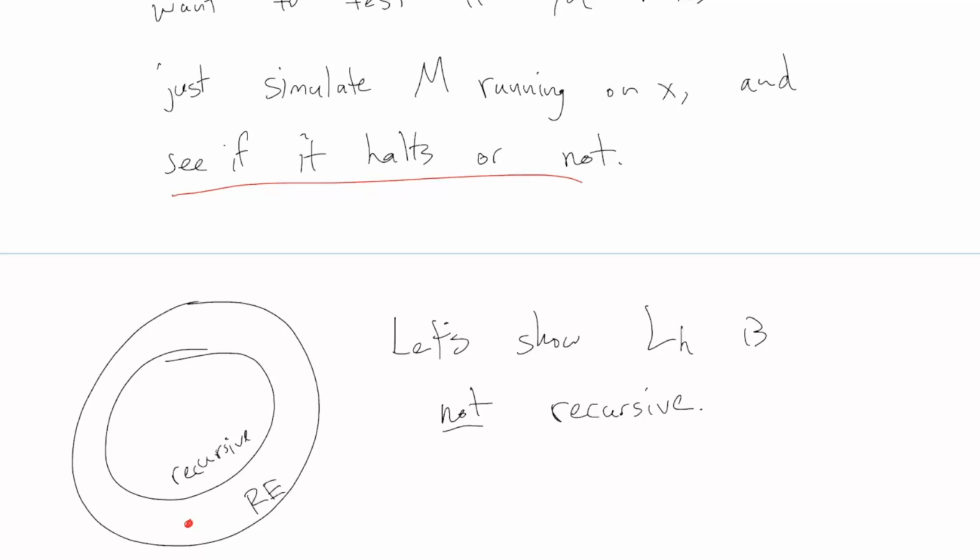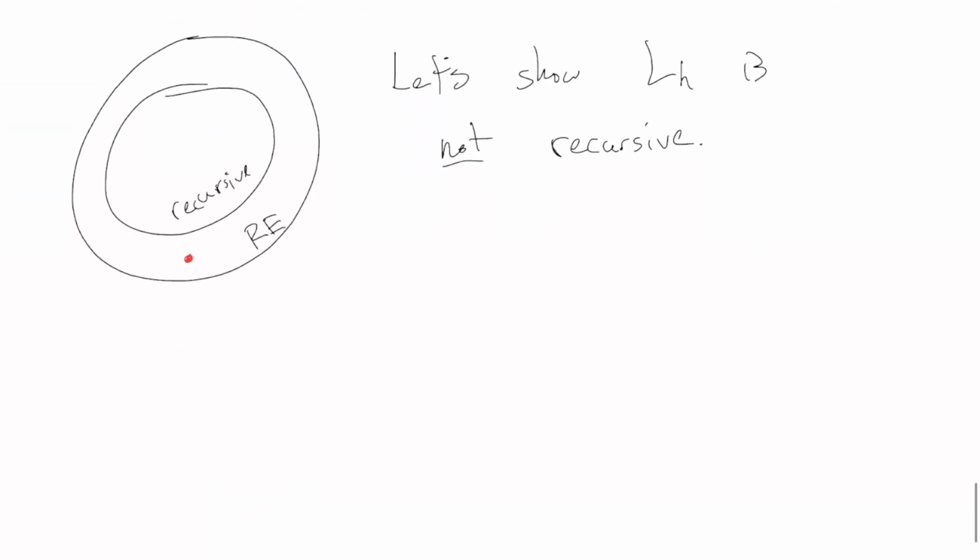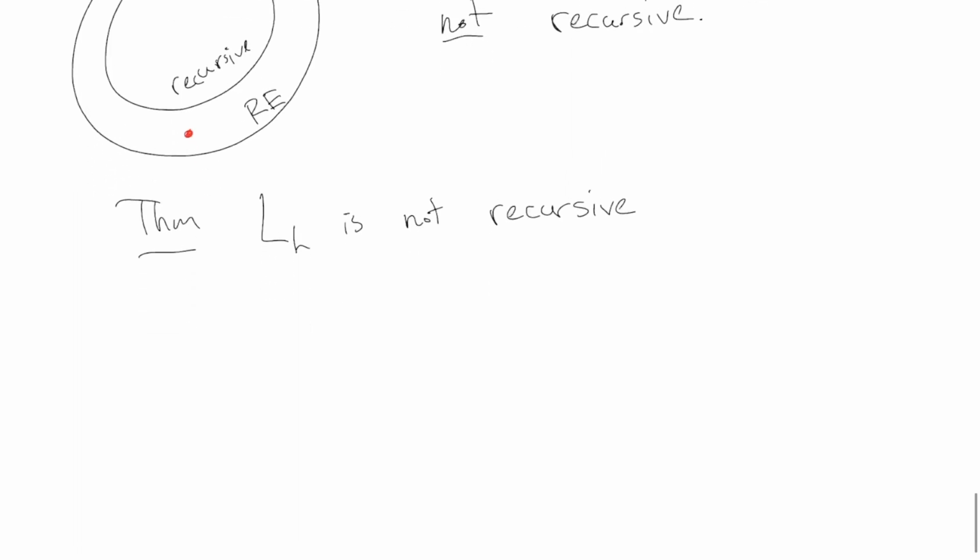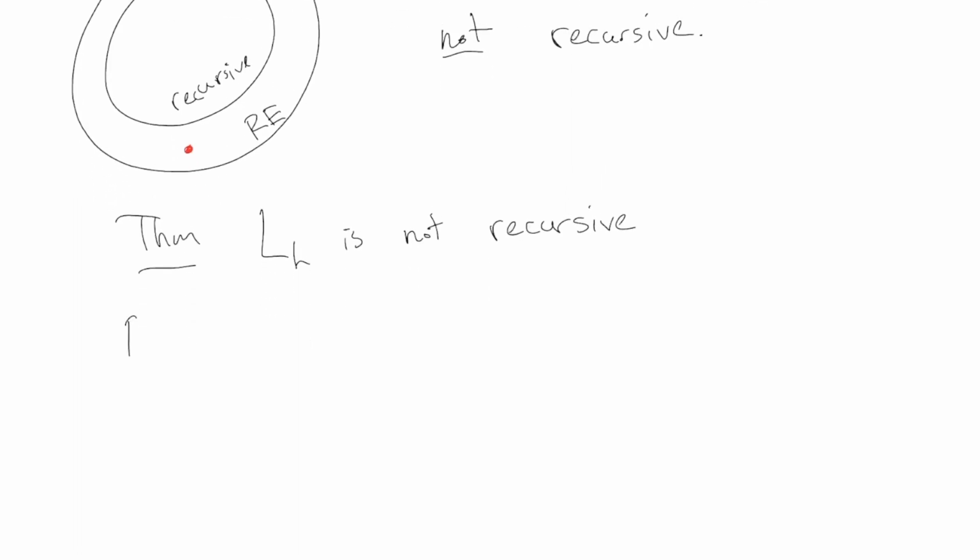So this I am going to write down using a little argument by contradiction. So maybe I'll write this like a theorem. LH is not recursive. This is very weird, but this argument is actually something that I said on the first day of class. I said more or less the same thing that I'm about to say right now. LH is not recursive. So the proof is going to be proof by contradiction.